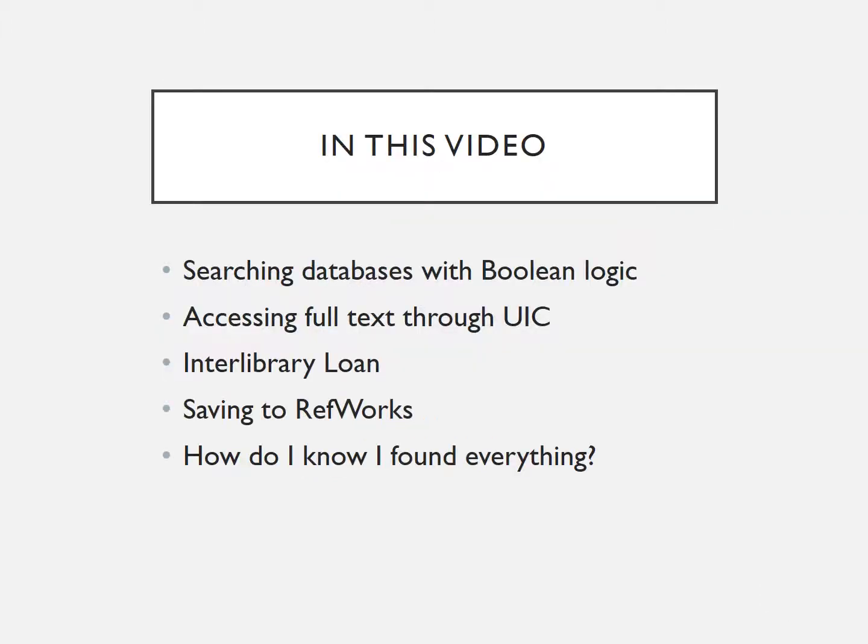In this video, we're going to talk about how to search library databases using something called Boolean logic, which I promise isn't as complicated as it sounds. We're going to use that to search all combinations of many search terms all at the same time. Then we're going to talk about accessing full text and using RefWorks to save your sources. And finally, we'll talk about how to know you've found everything on your topic.